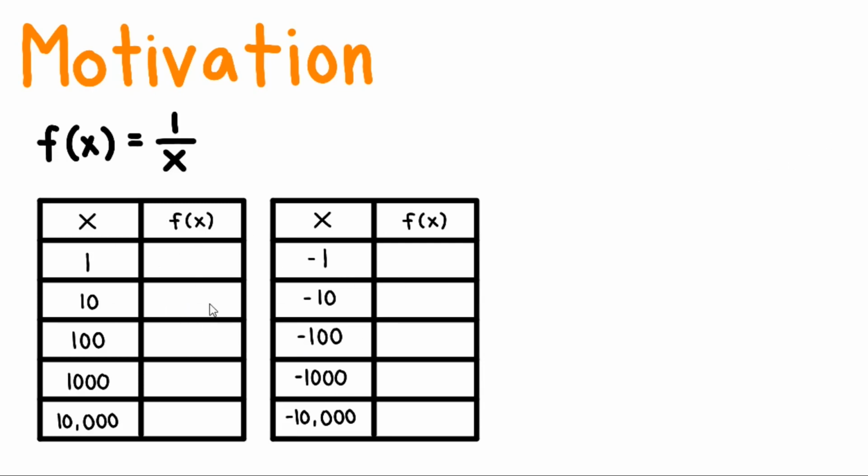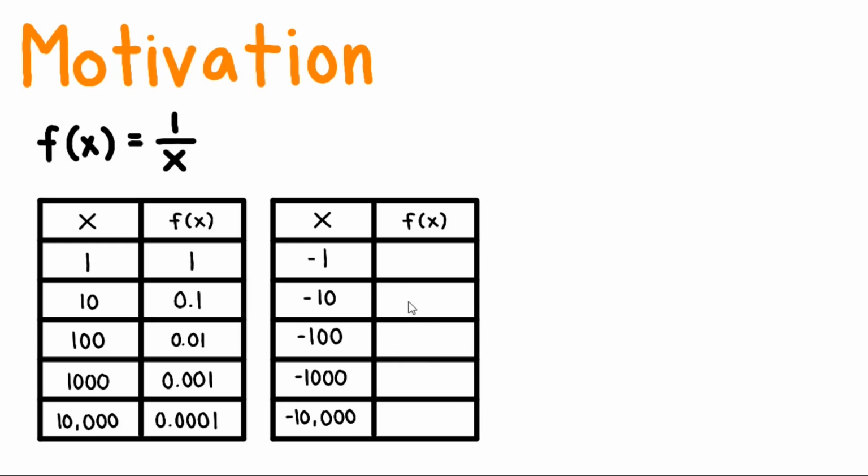Starting with this first table, observe that if we have x equals 1, we'll have 1 over 1, or simply 1. If we have x equals 10, then we'll have 1 over 10, which is 0.1 in decimal form. We continue this process until we complete this first table.